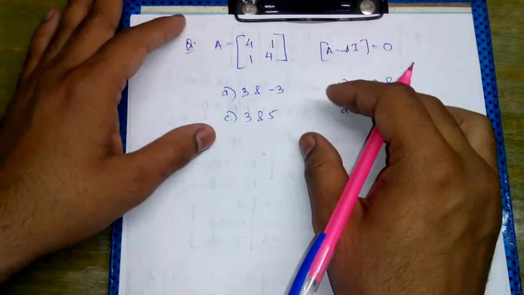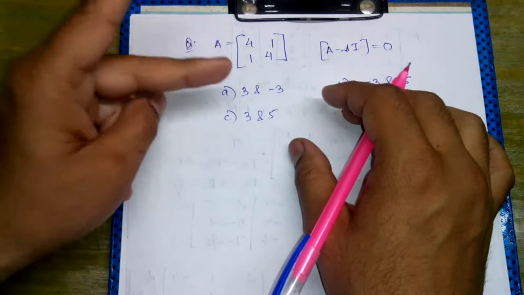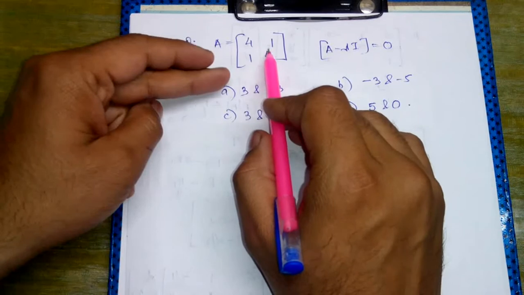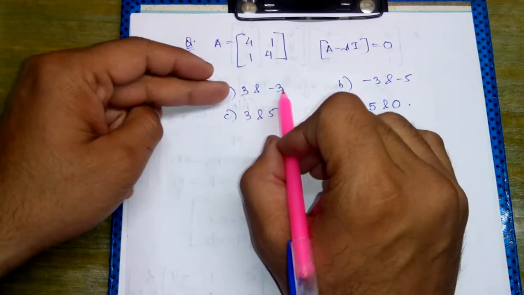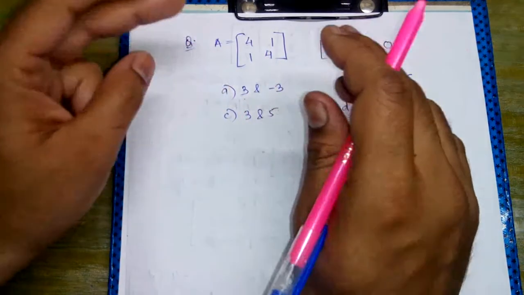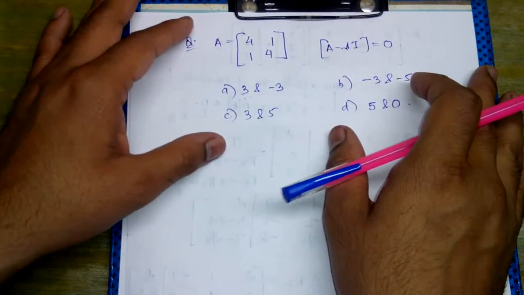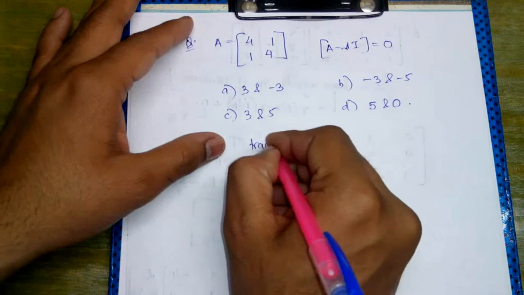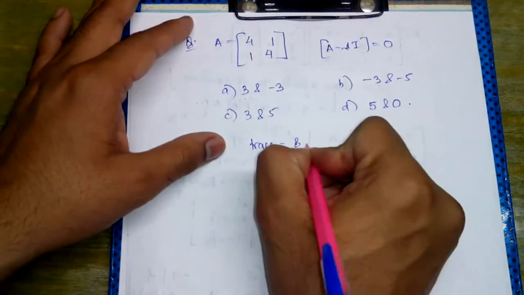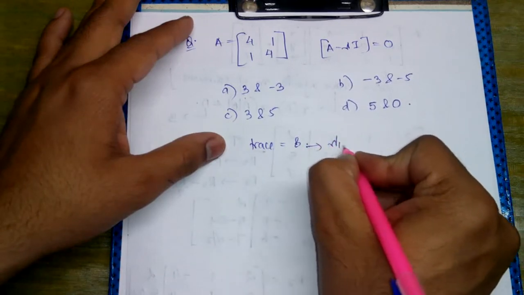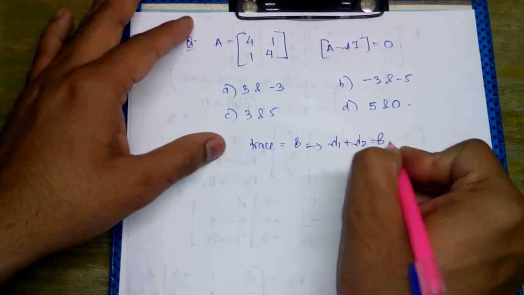For the short procedure we will apply properties; two properties we have to keep in mind. The trace, that is the sum of the diagonal elements, is equal to the sum of the eigenvalues, and secondly the determinant is equal to the product of the eigenvalues. So the trace of the matrix is coming out to be 8, that means lambda 1 plus lambda 2 should be equal to 8.